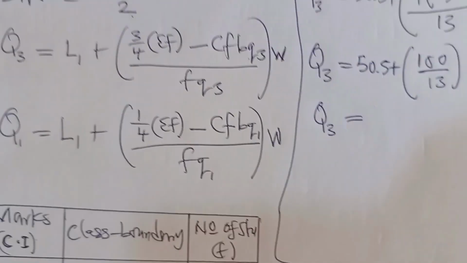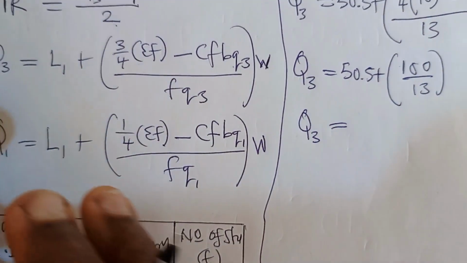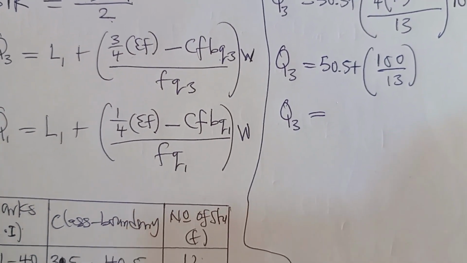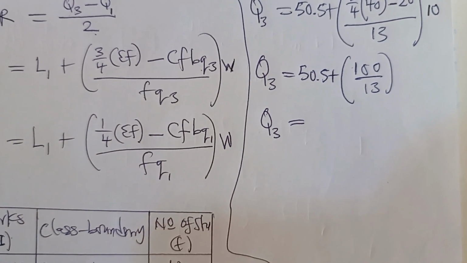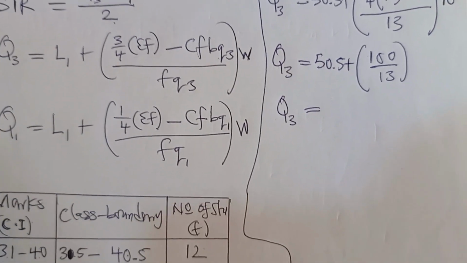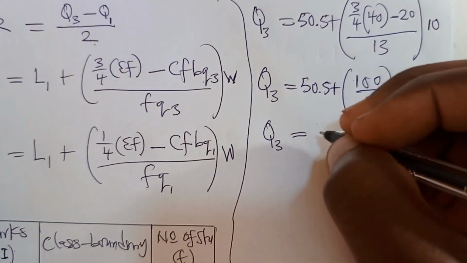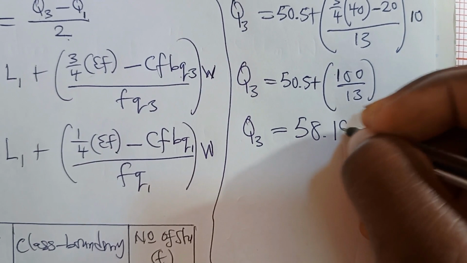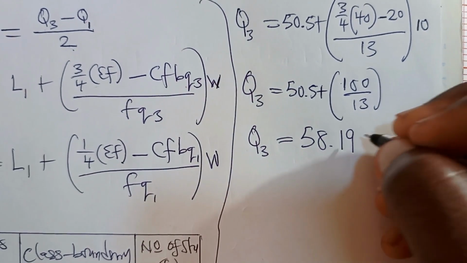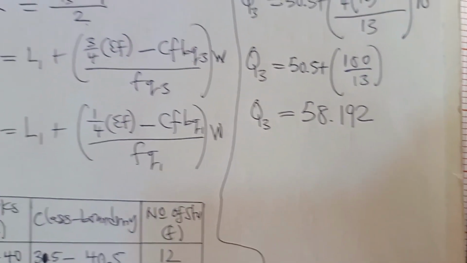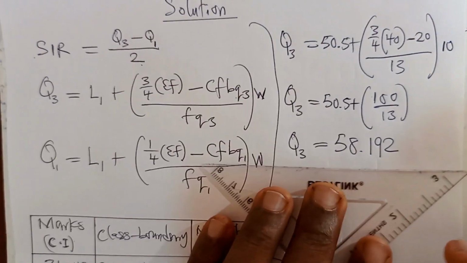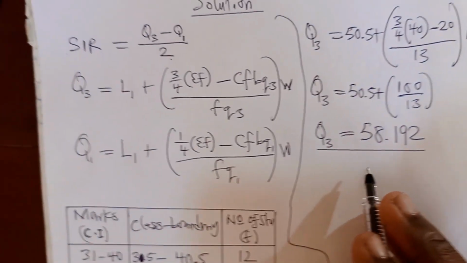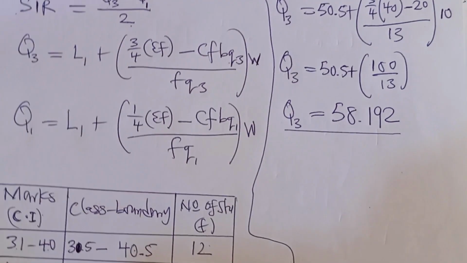So I will use my calculator to work that out. 100 divided by 13 plus 50.5. So the Q3 is 58.192. That is the Q3. We will come back later at the final answer to approximate.